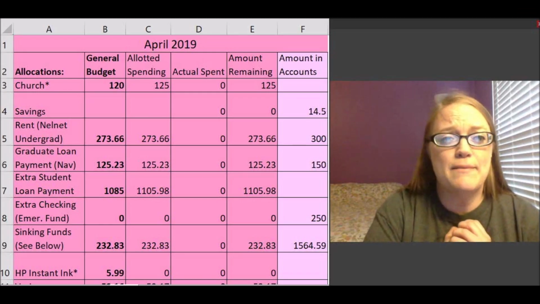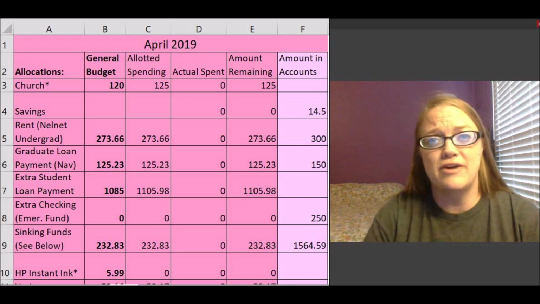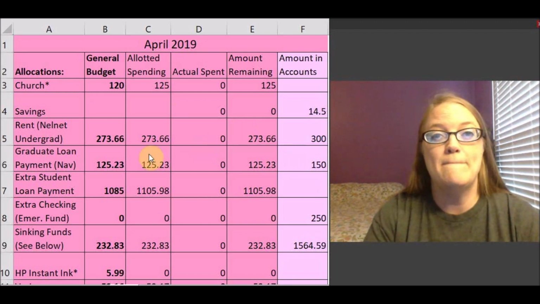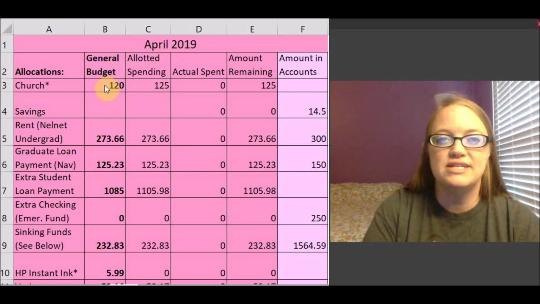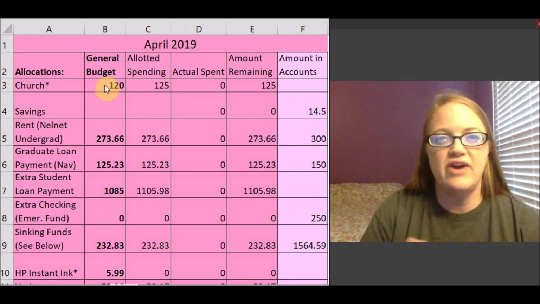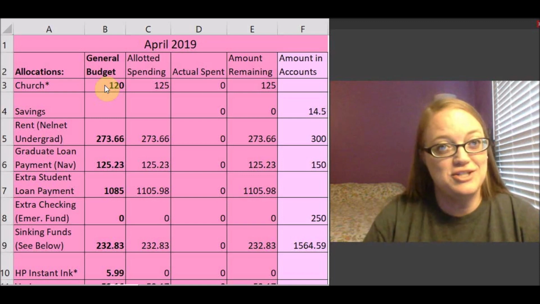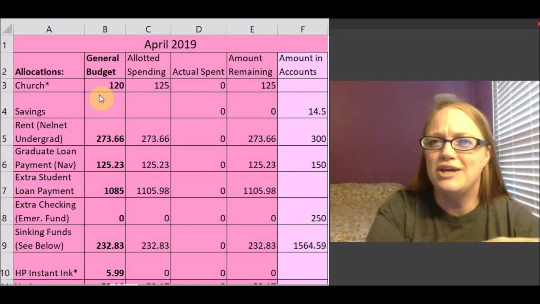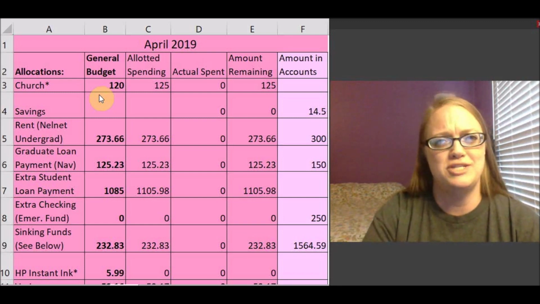So this is my budget. I just copy and paste from March and then clear everything out. This is what March was, which is why I have this general budget in there, so that if I ever change things, like I'm about to do for April, I know what should be going in every month for my general budget.